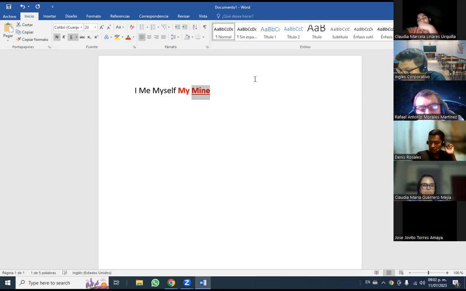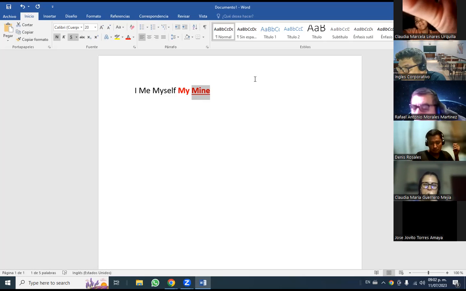Y eso también es en español, la diferencia entre mí y mío. Mi color favorito es azul. El mío es negro. El mío, ya no tengo que decir ni color ni favorito, porque estoy siguiendo el mismo tema. So that is the difference between my and mine.